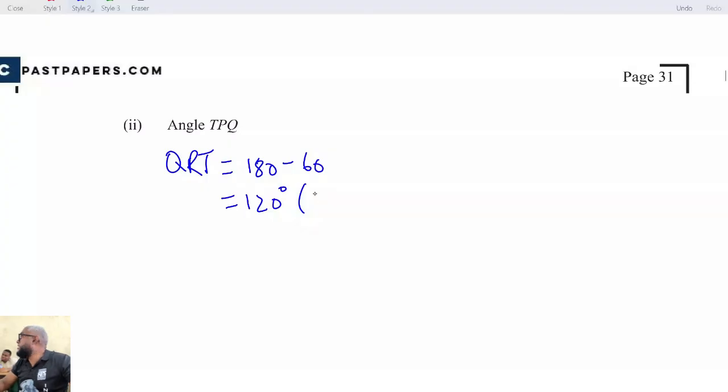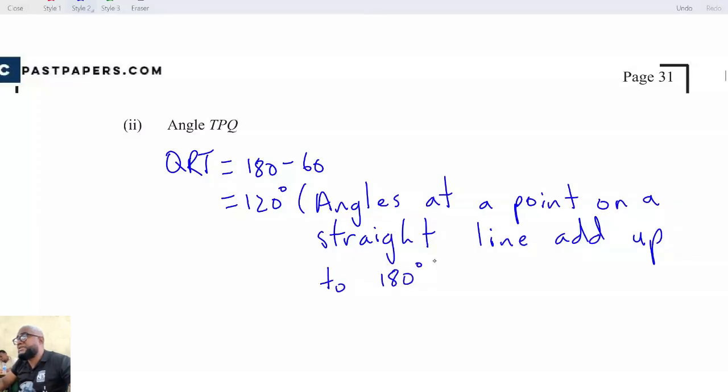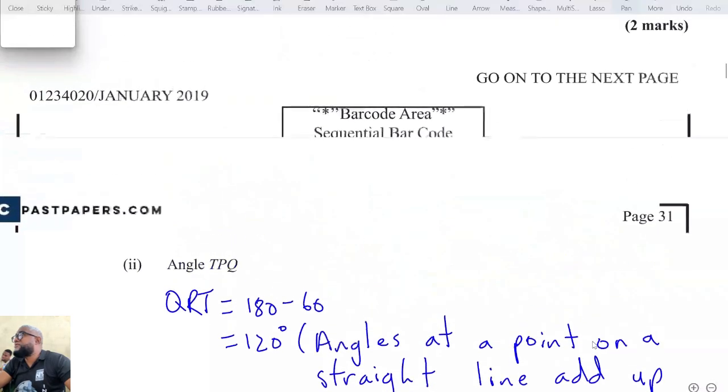And the reason for this will be angles on a straight line add up to 180 degrees. Everybody good there? So that's QRT, right? I'm going to scroll up here now. Anyway, you all copy that down. So all we did was find QRT.